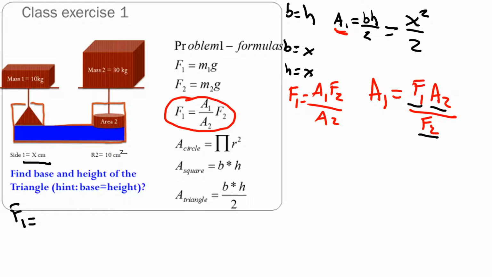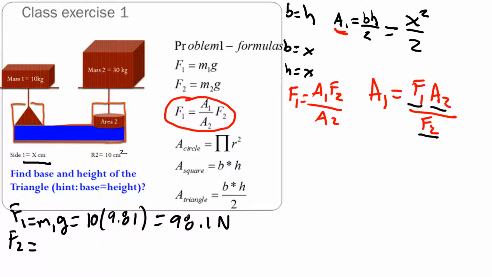And we know that F1 is equal to m1 times g, which is the same as 10 kilograms times gravity, which is 9.81. That gives us 98.1 newtons. F2 is equal to m2 times gravity, which is the same as 30 times 9.81. And that is the same as 294.3 newtons.